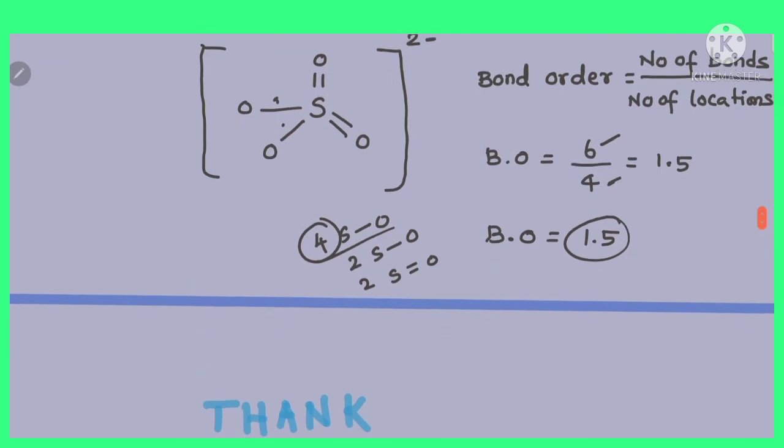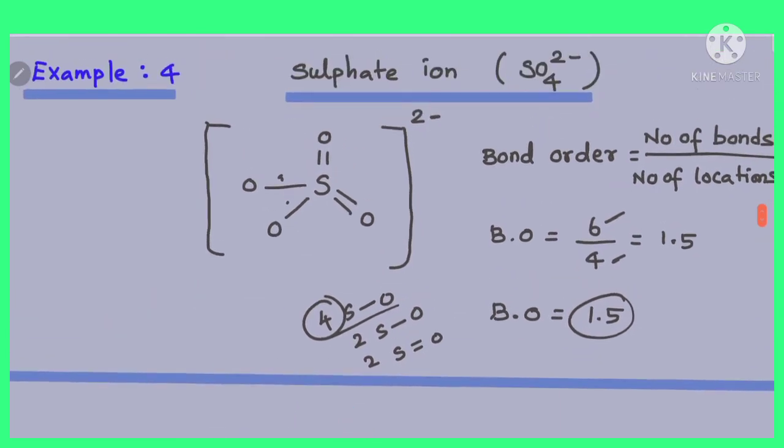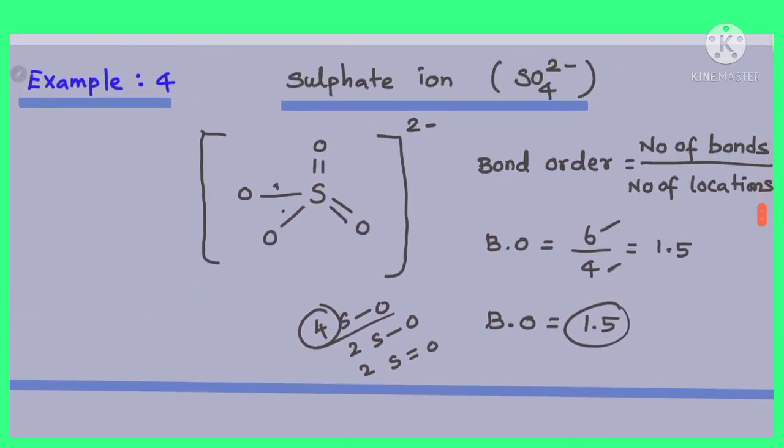This is how to calculate the bond order of polyatomic ions. I hope you understood how to calculate it.